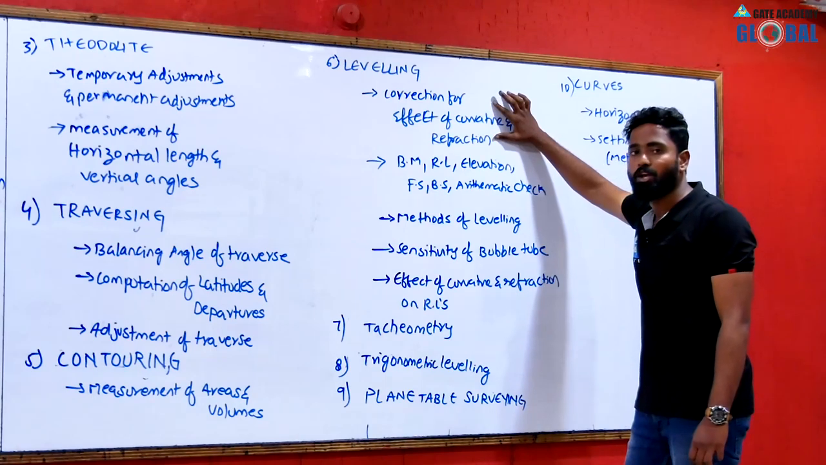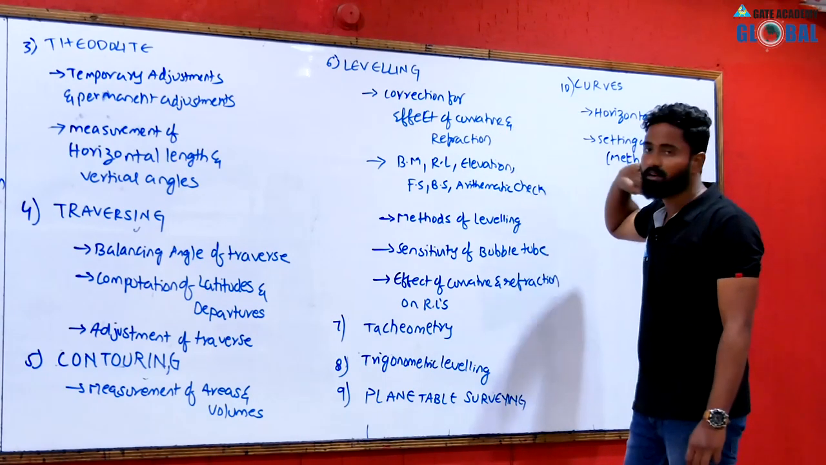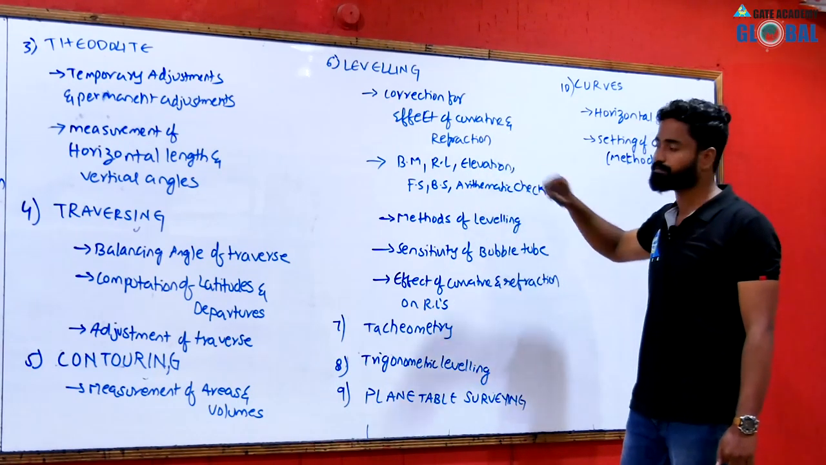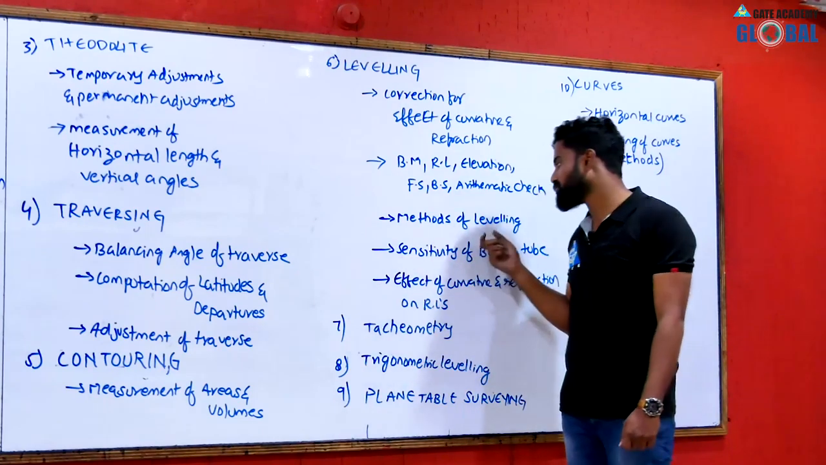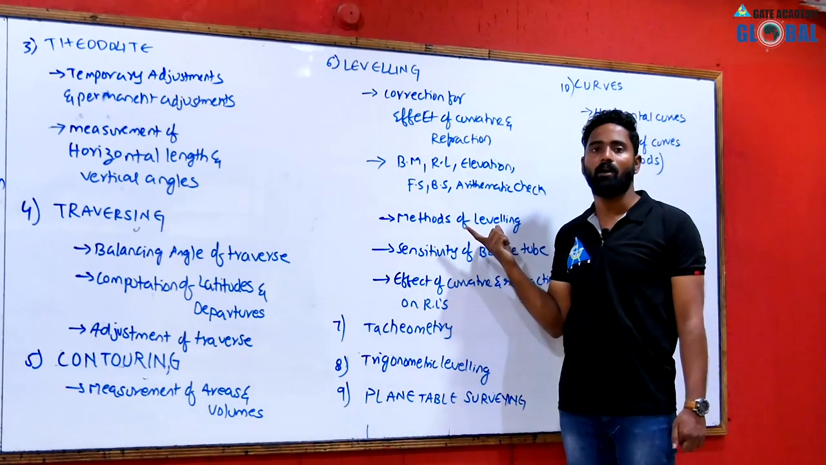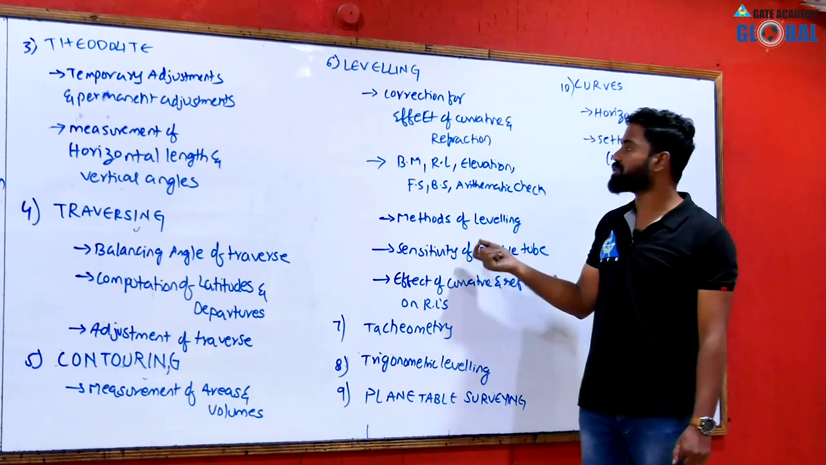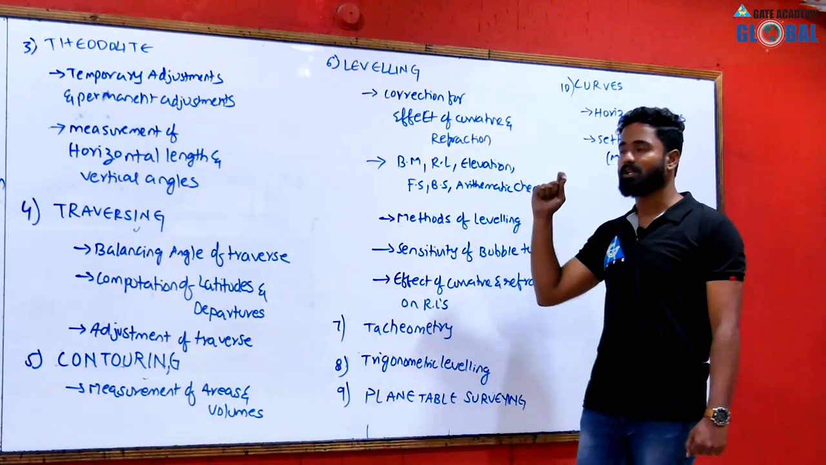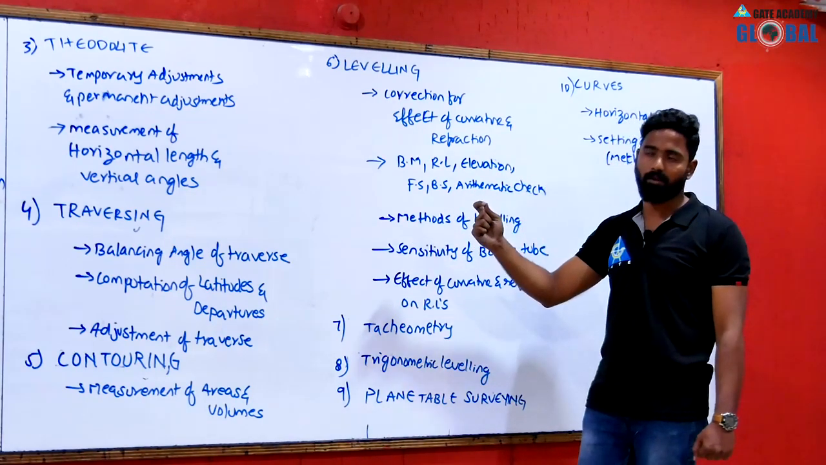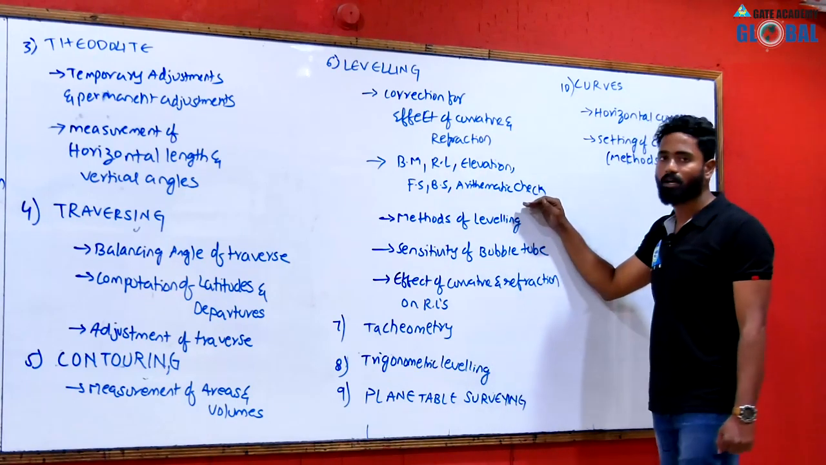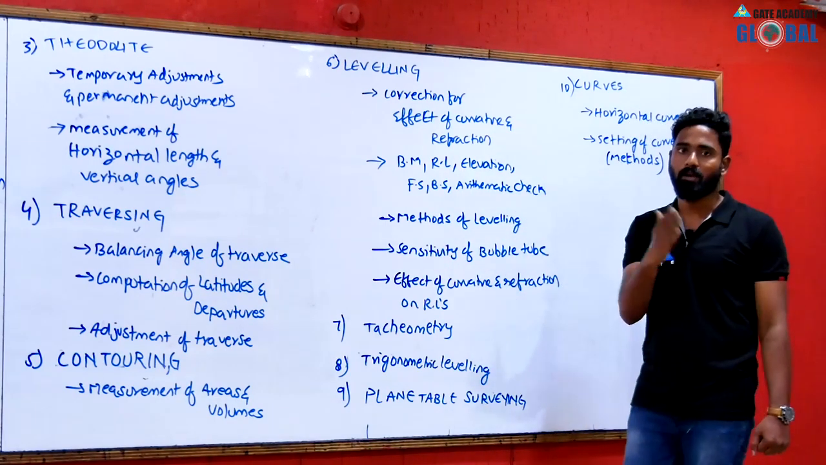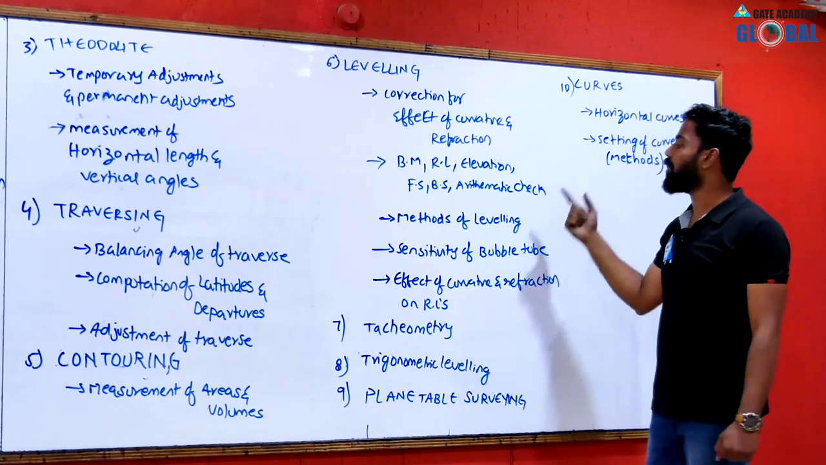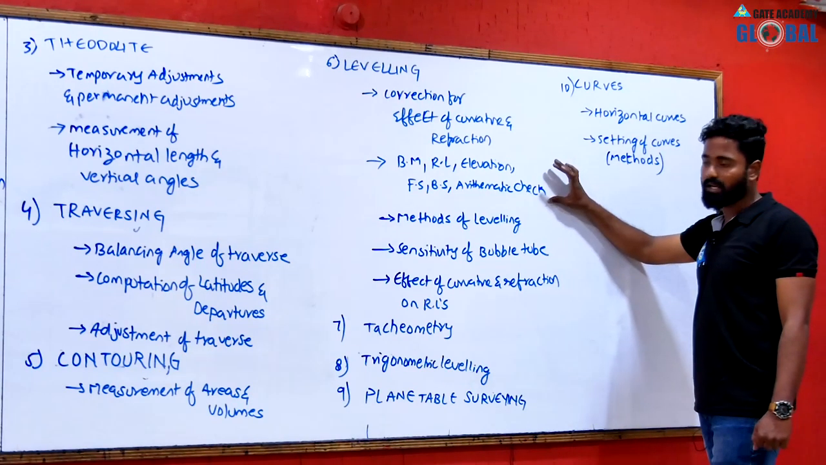In leveling, you have to correct all the levels based on the effect of curvature and refraction. And the methods of leveling are the height of instrument method or the rise and fall method. All those things: what is benchmark, what is reduced level, what is elevation, what is foresight, what is backsight, what is intermediate sight, what is height of instrument, and the arithmetic check, that is, the summation of foresight minus the summation of backsight is equal to the last RL minus the first RL. All those things will be seen as the arithmetic check.